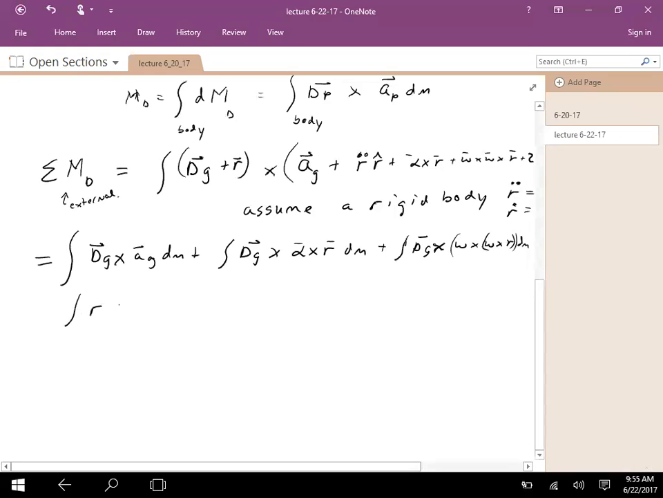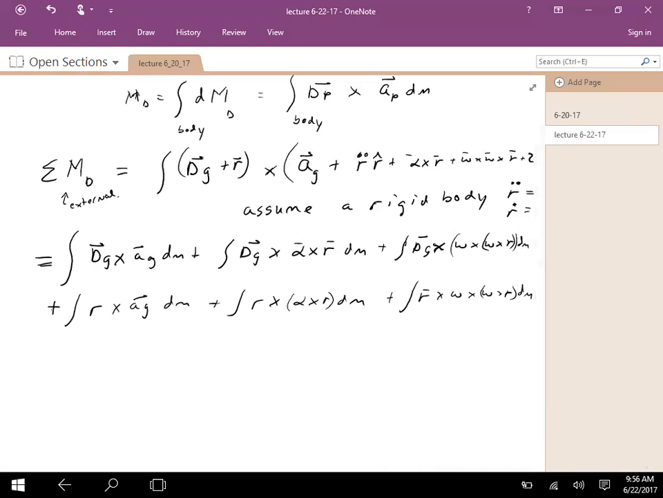Plus the integral of r crossed with ag dm, plus the integral of r crossed with alpha cross r dm, plus the integral of r crossed with omega crossed with omega crossed r dm. Whew, okay. Equals the sum of the external moments. I'm just going to bring the dm down each time. Plus, that's important. Thank you.